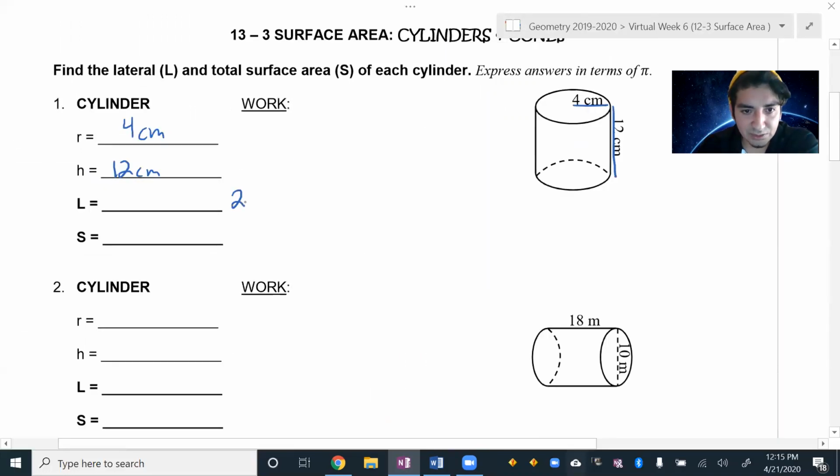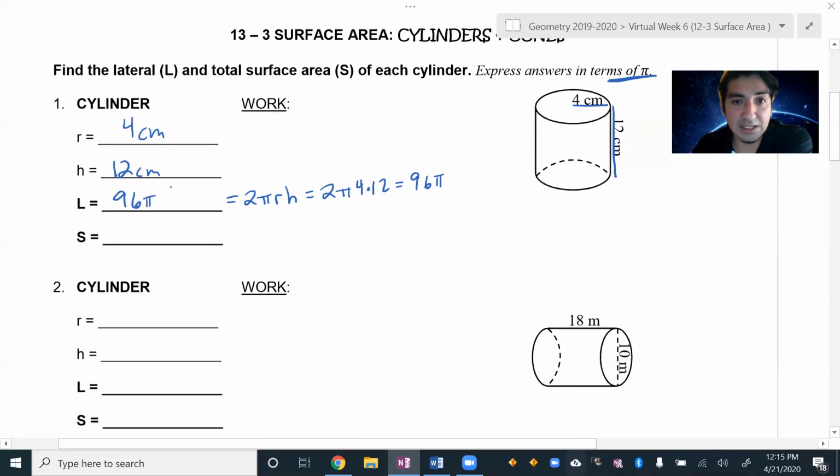So this is 2 pi RH. So we're going to plug in what we know. So 2 pi, and then R is 4 times 12, which is H. So that's what we have here. So 4 times 12 is 48. 48 times 2 gives you 96. So this is 96 pi. It says to express it in terms of pi, so just leave pi there at the very end. 96 pi. And don't forget about the units, so it's centimeters in this case.